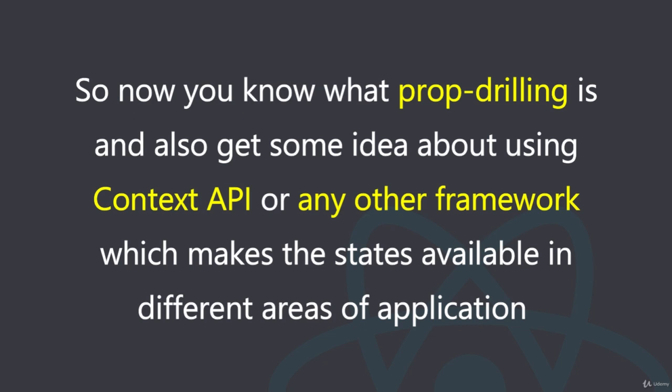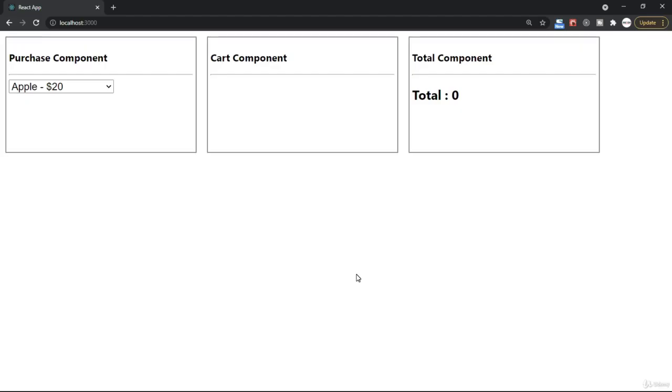So now you know what prop drilling is, and you also have some idea that you have to use some way, like the context API or maybe some framework, which makes the states available in different areas of the application. As I was talking about a sample application, here is the output. Let's go through the app first and understand how it works.